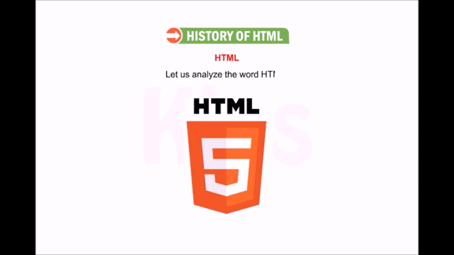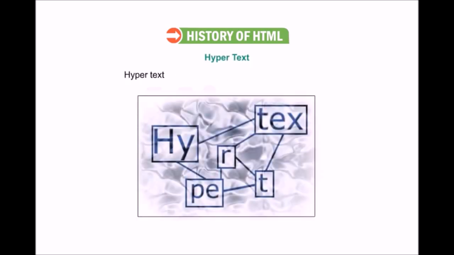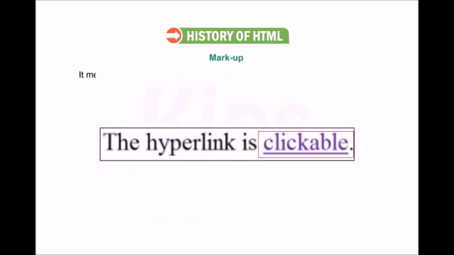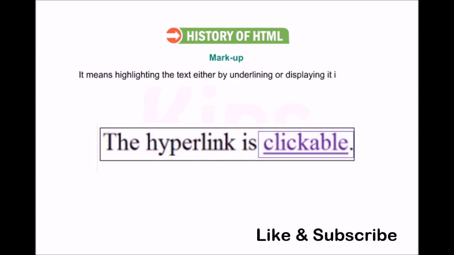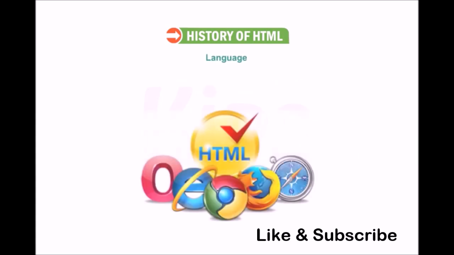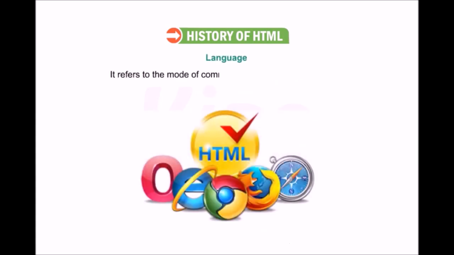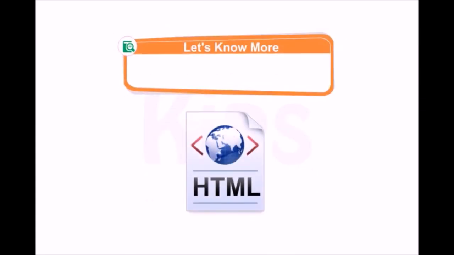Let's analyze the word HTML. Hypertext is the text used to link various web pages. It is the text on a web page, clicking on which opens a new web page. Markup means highlighting the text either by underlining or displaying it in different colors or both. Language refers to the mode of communication between web pages. HTML has its own syntax and rules. Also, HTML is not a case-sensitive language.